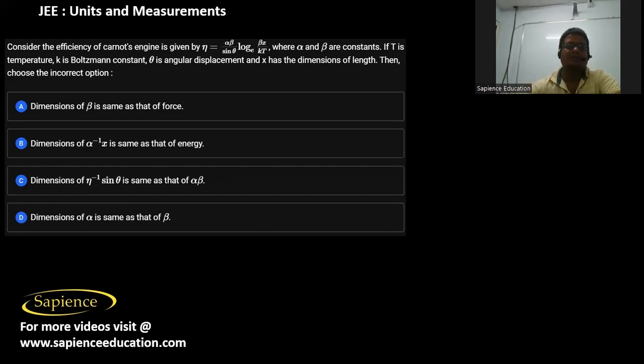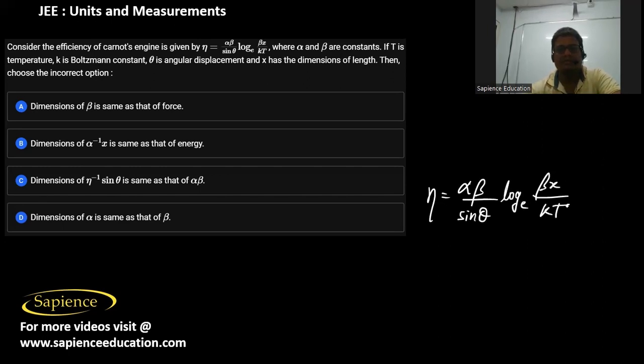Then here it is told, consider the efficiency of Carnot's engine is given by eta equals alpha beta by sine theta into log base e of beta x by kT, where alpha and beta are constants. If T is the temperature, k is the Boltzmann constant, theta is the angular displacement, and x has the dimensions of length, then choose the incorrect option.